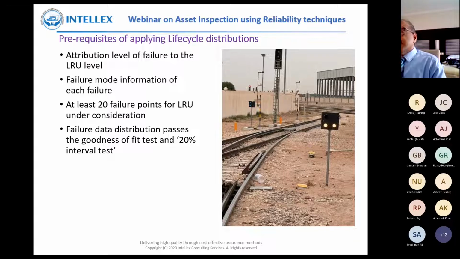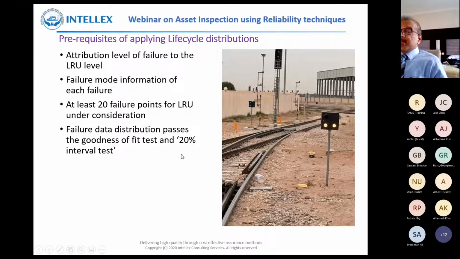And the third important point is that you should have at least 20 failure points for the LRU under consideration. If you don't have that much data, it is not statistically significant. If in 3 years you don't have 20 failures, that means you don't need to consider replacing anything. You can just do your normal FMEC and all. For us, that should be fine.